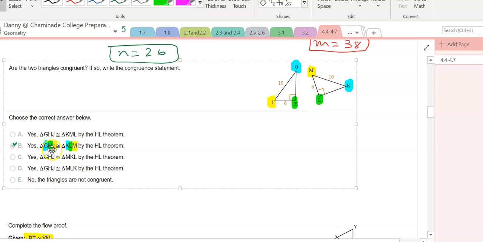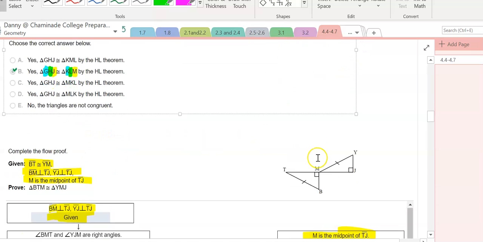So I have them highlighted here for corresponding angles. G is congruent to K, H is congruent to L, and M is congruent to J. So I have those highlighted here. It's easy to see because all the other ones are congruent as well by the same exact theorem. We have to make sure we get the correct order.